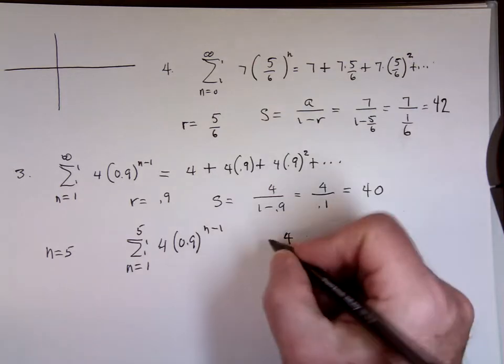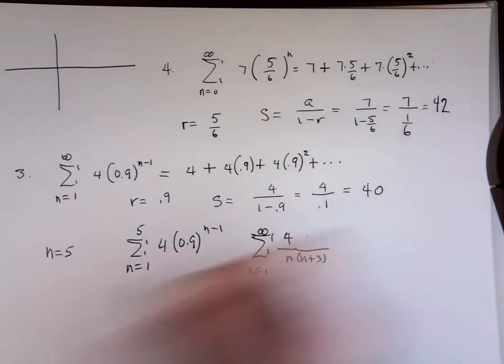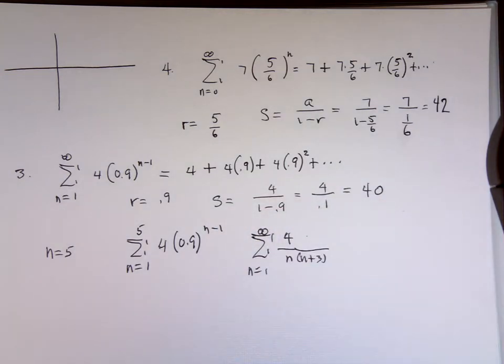This one here, and you're starting at n equals 1 to infinity. This is a different sum. Okay, this is a different problem. This is not a geometric series anymore. This is a telescoping sum. This is what we did the other day in telescoping sums.